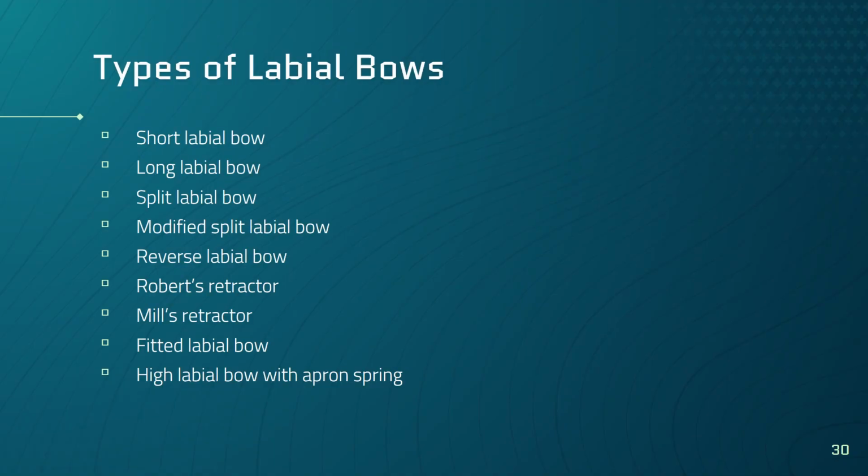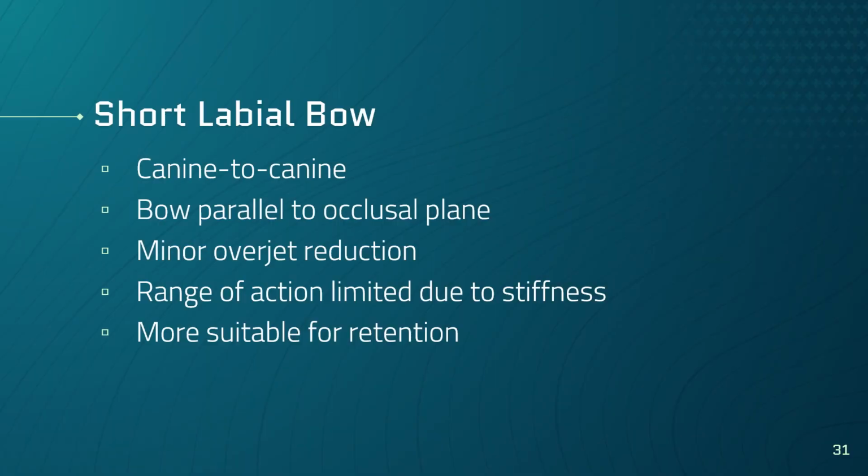Now, there are various types of labial bows which are used in different clinical situations. Now, you can have the short labial bow, long labial bow, split labial bow, modified split labial bow, reverse labial bow, a Roberts retractor, Mills retractor, fitted labial bow, and a high labial bow with apron spring. Let's have a brief look at these different types of labial bows.